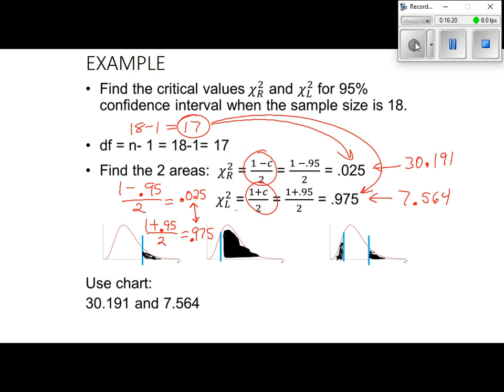So if we're looking at our graph, it looks something like this. One critical value is going to be over here, one's over here. Notice the smaller one always has to go over here, 7.564, and then the bigger one over here, 30.191. So we're saying that 95% is in here between those two critical values.